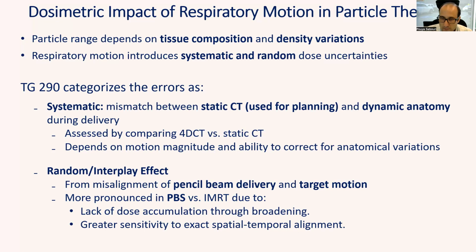And random uncertainties, or the interplay effect, are caused by the misalignment between the delivery of the pencil beam and the target motion. And the effect is very concerning in pencil beam because the dose is delivered in discrete spots. And as a result, PBS is more susceptible to motion-induced inhomogeneities. Even small timing mismatches between the delivery and the respiration can result in underdosing or overdosing.